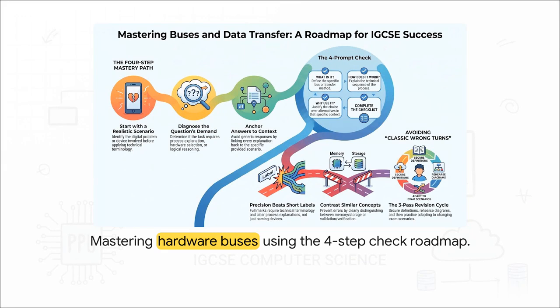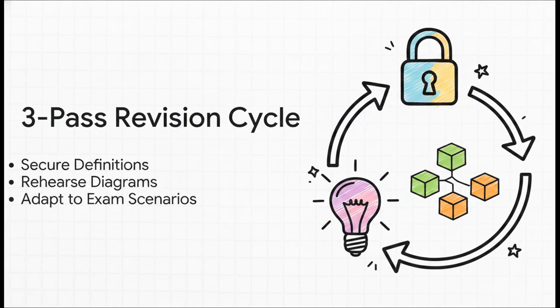To guarantee your success here, you need to follow a 4-step mastery path. Notice the absolutely critical distinction we're highlighting between memory, like your RAM, and storage, like a solid-state drive. When a question pops up, you must first diagnose the demand, then define the specific bus, whether you need the data bus or the address bus, explain its sequence, and then, you guessed it, anchor it right back to the specific scenario they provided.